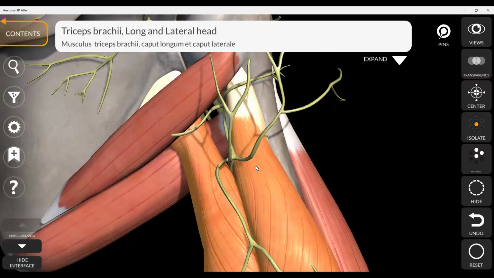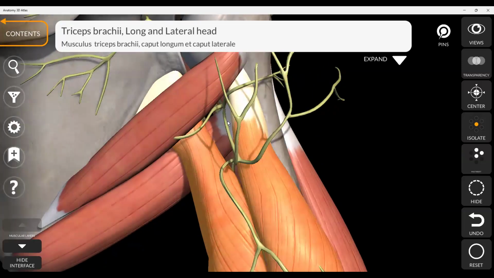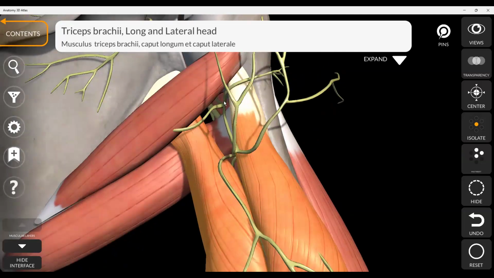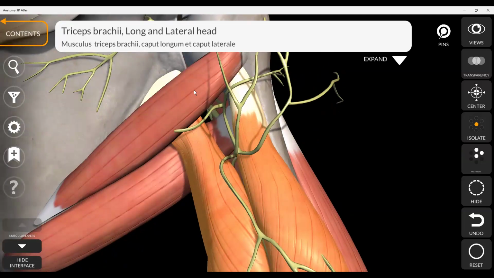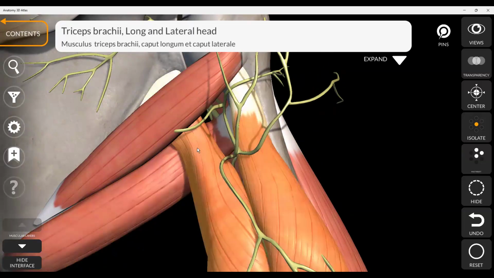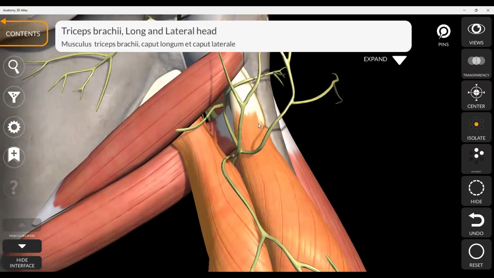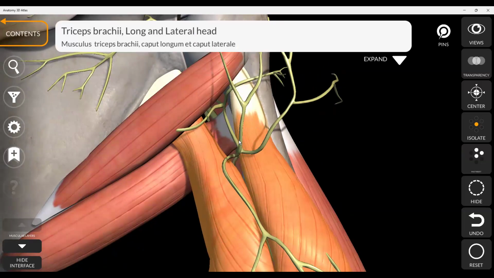Whereas the lateral head remains close to the humerus. So in between these two areas, that means if you see the quadrangular space, above it is bounded by the teres minor, below it is bounded by the teres major. If you look towards the medial side, it is bounded by the long head of the triceps. If you look at the lateral side, it is bounded by the lateral head of the triceps.